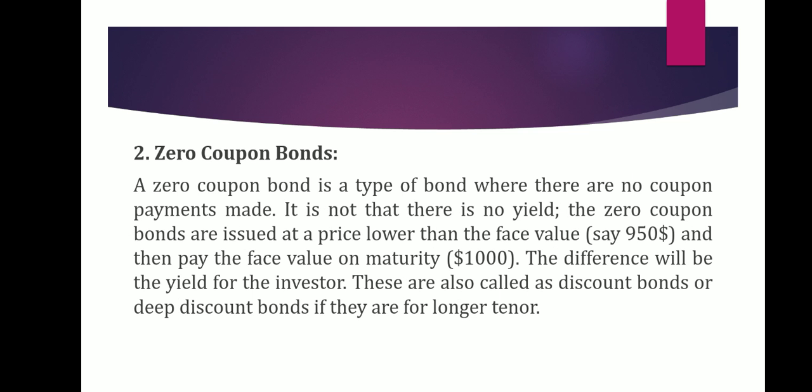Zero coupon bond. A zero coupon bond is a type of bond where there are no coupon payments made. It is not that there is no yield. The zero coupon bonds are issued at a price lower than the face value and then pay the face value on maturity. The difference will be the yield to the investors. These are also called discount bonds, or deep discount bonds if they are for longer tenor.